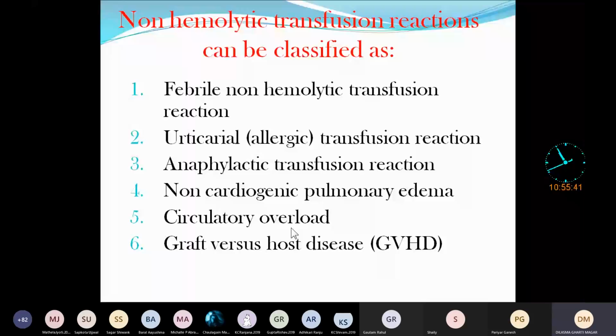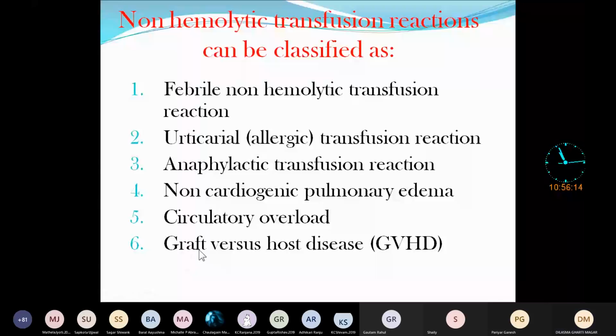Suppose a person has to receive 3 pints of blood, and if somebody, with negligence, transfuses all 3 pints within a short period of time like 2-3 hours, then there can be circulatory overload. So it has to be transfused slowly, drop by drop. And 1 pint, we will usually finish by 4 hours or 3 hours, understood here? So circulatory overload.